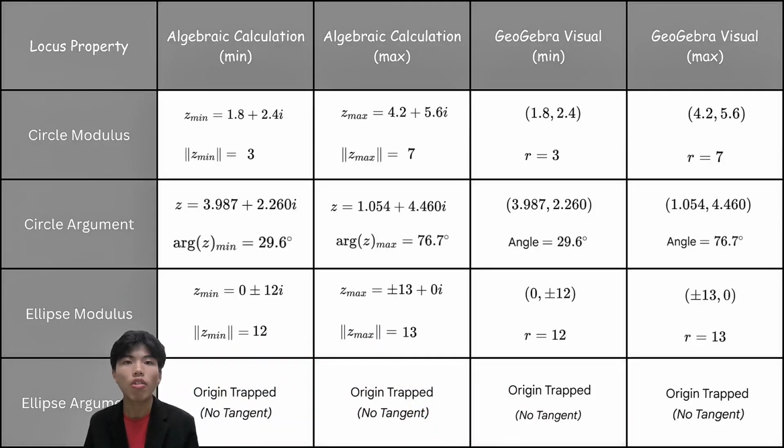Comparing our methodologies, the visual and algebraic proofs align perfectly. For the circle, our manual extremas are mirrored exactly by the GeoGebra tangent coordinates. However, the elliptical locus presented a unique boundary condition. When optimizing the argument extrema algebraically, the discriminant yielded an impossible result. Rather than a calculation error, this mathematical anomaly is perfectly explained by our visual model. The origin is trapped entirely inside the ellipse. Because of this, a definitive tangent line geometrically cannot exist. Through this dual verification process, our geometric extremas are definitely confirmed.